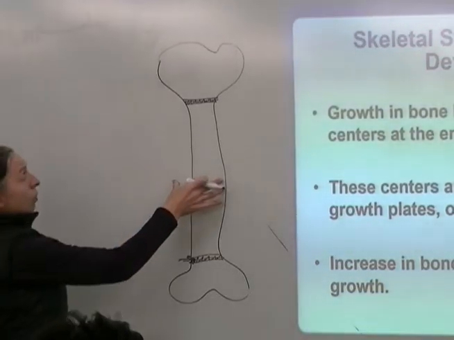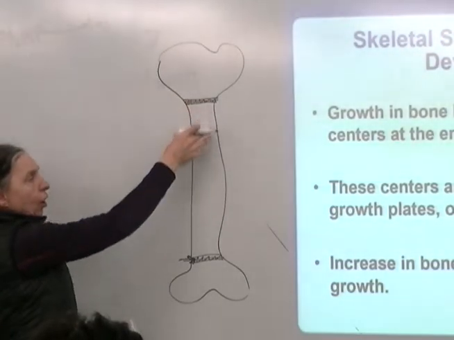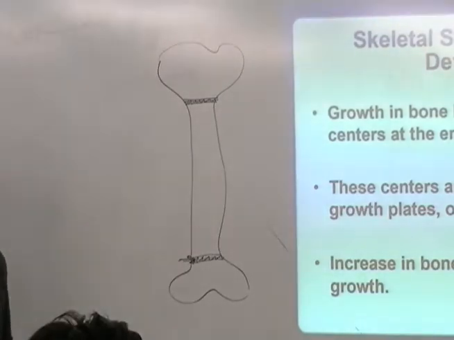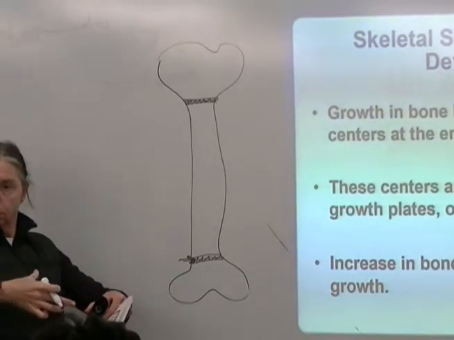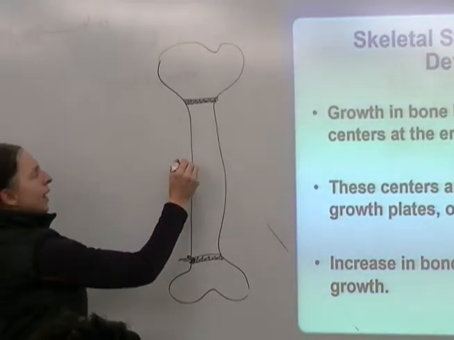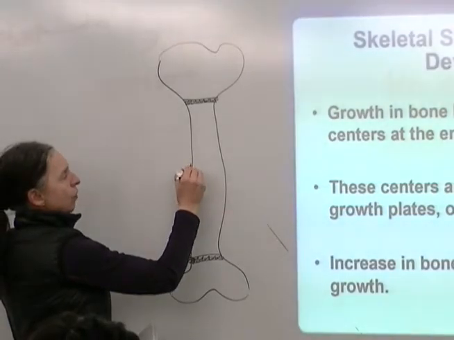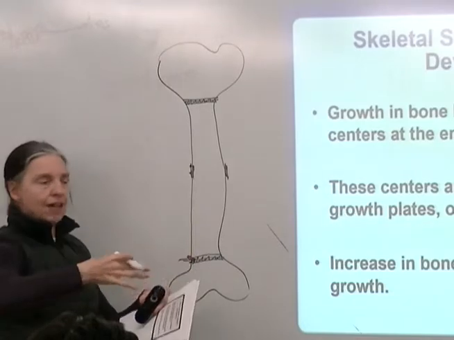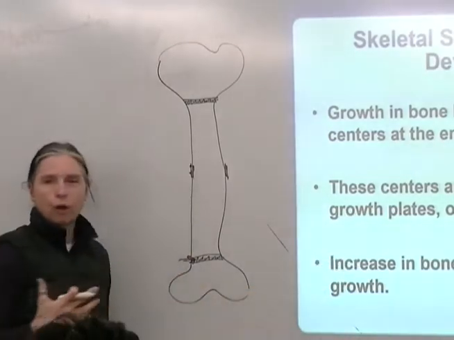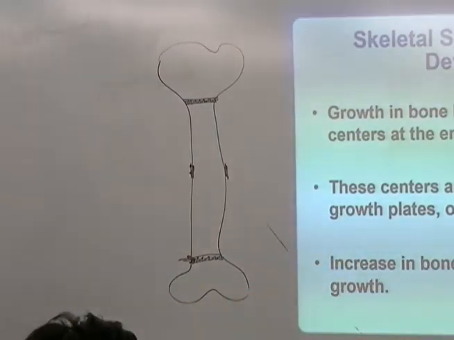Now, we don't want this bone to get long, long, long and skinny, so there's also a mechanism to make it fatter. Okay? And when we're laying bone cells down on the edges, on the outside here, and making it fatter, that's called appositional growth. Okay? And that's important because it makes the bones denser and heavier.